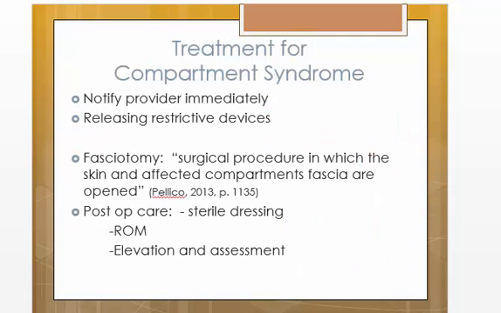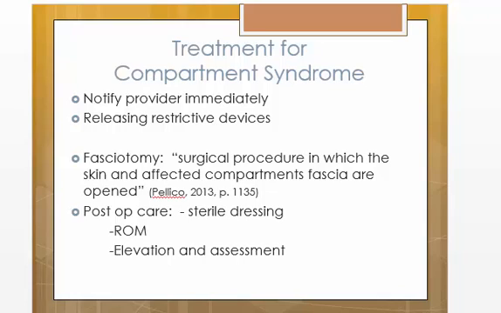Treatment for compartment syndrome. Notify the provider immediately. He will work to release restrictive devices, or perhaps a surgical incision called a fasciotomy may be needed. With a fasciotomy, an incision is made through the subcutaneous tissue and the fascia of the affected compartment to relieve the pressure and restore circulation. If a restrictive device needs to be released, the nurse assists the surgeon by maintaining limb alignment and keeping the limb elevated while the surgeon loosens, removes, and cuts the cast in half.